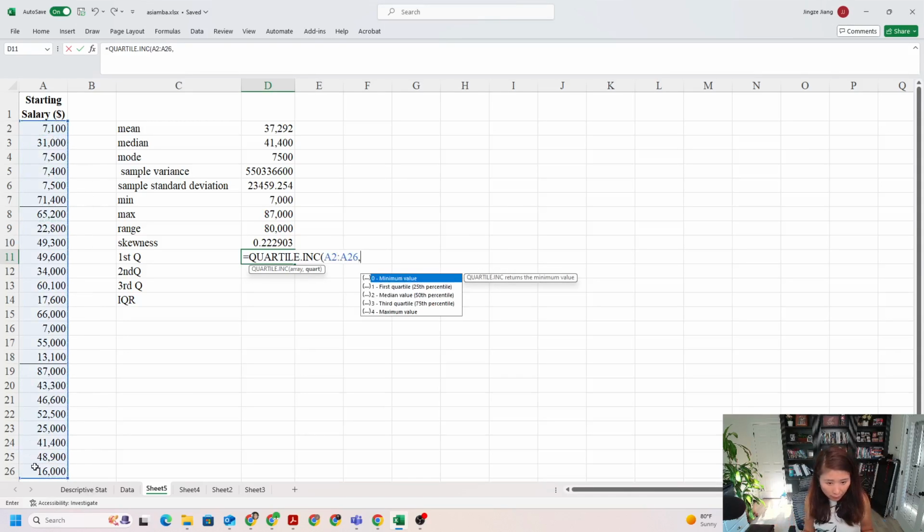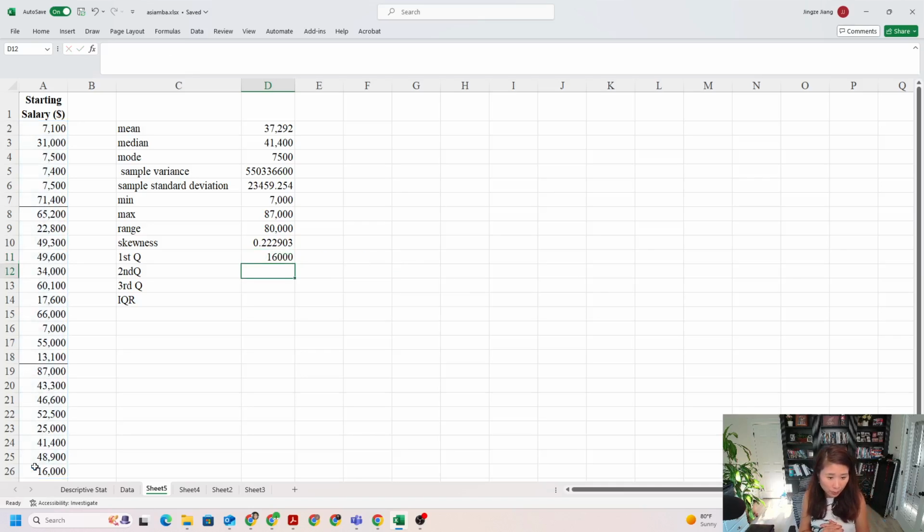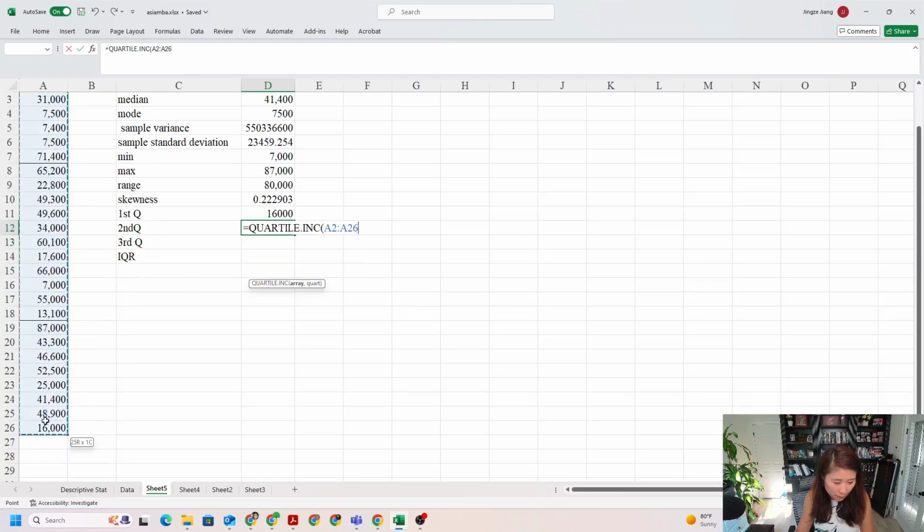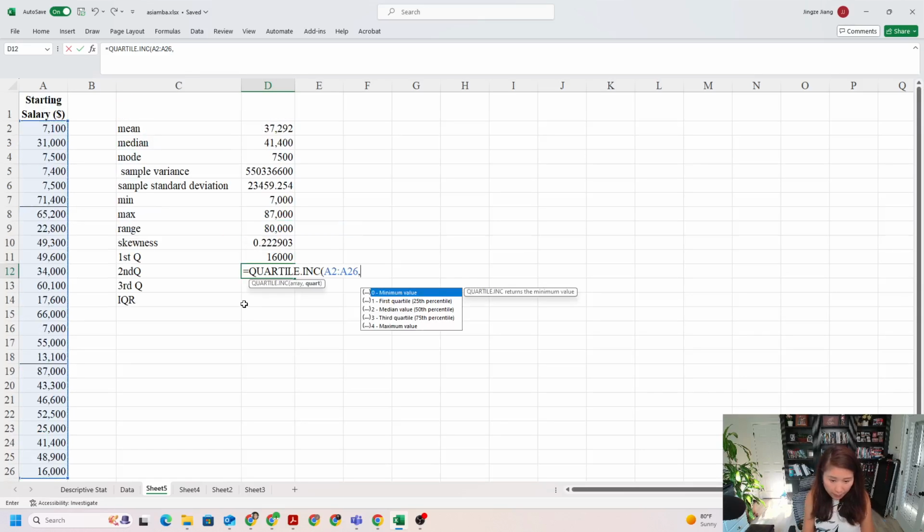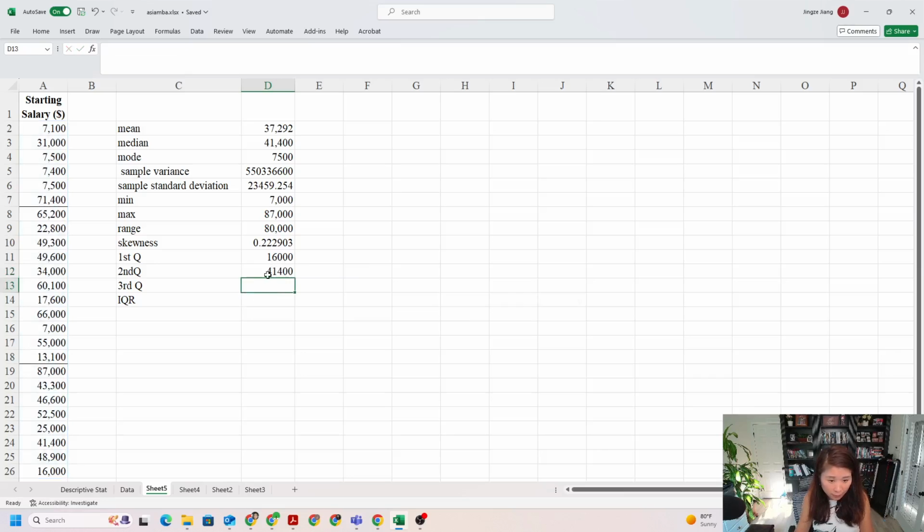And then here you're going to tell the computer which quartile you're looking for. Of course, we're looking for the first quartile, right? So we type 1, close the parentheses, and we got $16,000. And we use the same formula to get the second quartile. We use QUARTILE.INC, select my data set, and then type 2. That's supposed to give us the median. Look, it is exactly the same as our median here.